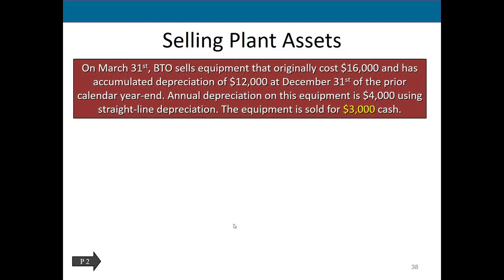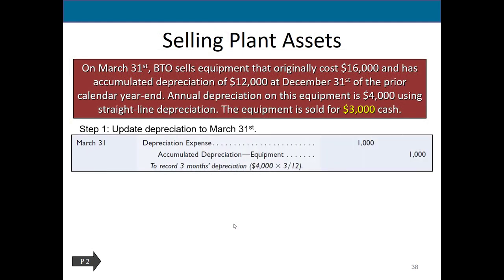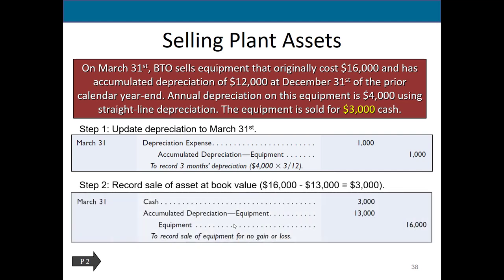What if I sell them? Okay, so here's BTO. We sell equipment that originally cost $16,000, has accumulated depreciation of $12,000 at December 31 of the prior year. It's now March, right? It had accumulated depreciation of 12,000 at the end of last year. Annual depreciation on the equipment is 4,000 using straight line. The equipment is sold for 3,000 cash.